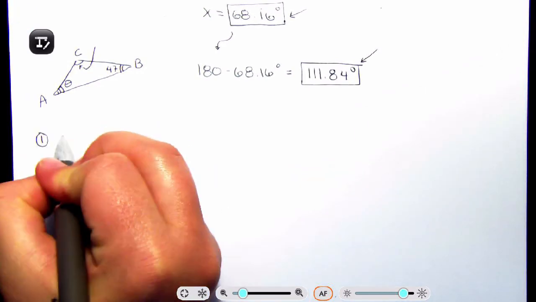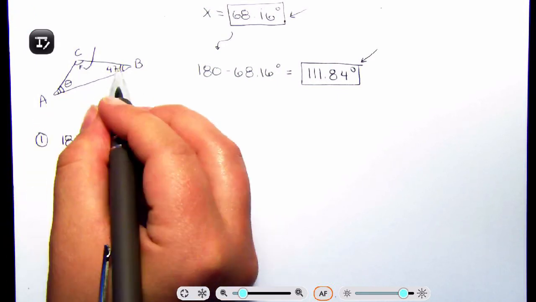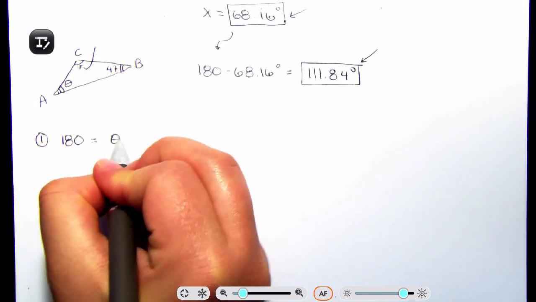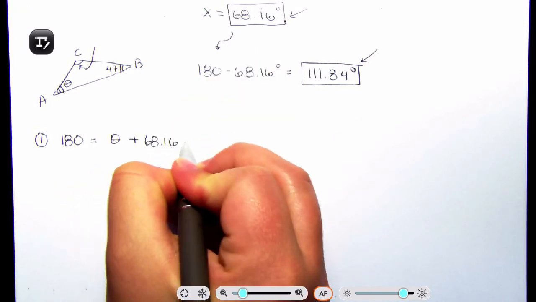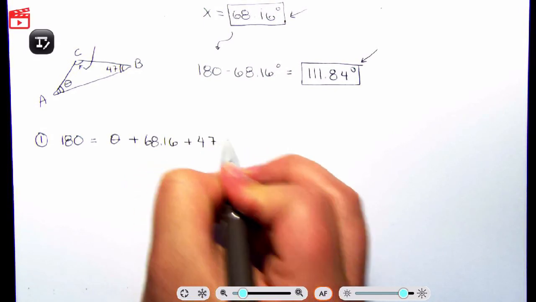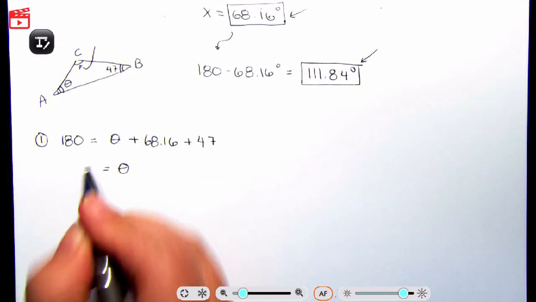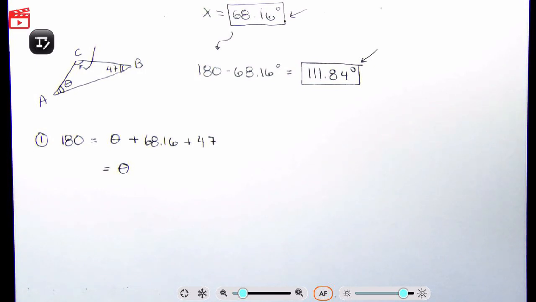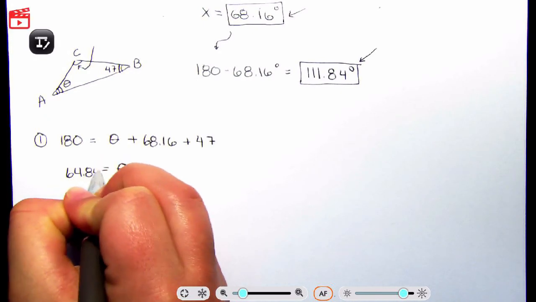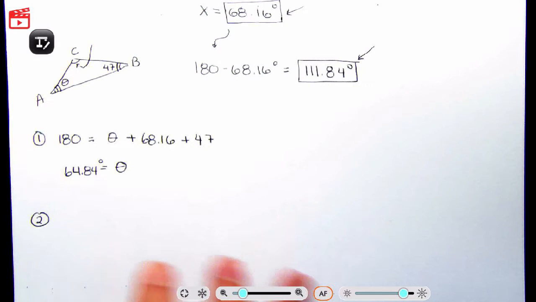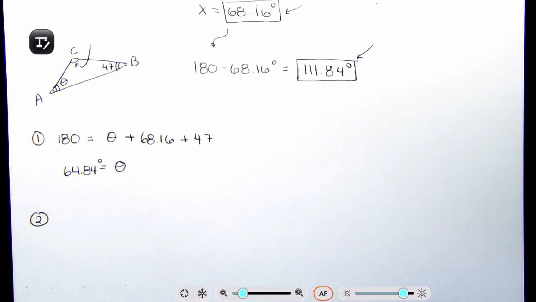So option number one is we have 180 degrees for the three angles, and that's going to equal the angle measure theta plus, let's do 68.16 first, plus 47 degrees. If I do some quick math with our calculator, that means theta could potentially equal 64.84 degrees. Now, that could happen, or we could have another potential angle, because I drew this randomly. This could not be the actual triangle we have. We have more than one option for this triangle to look a certain way.